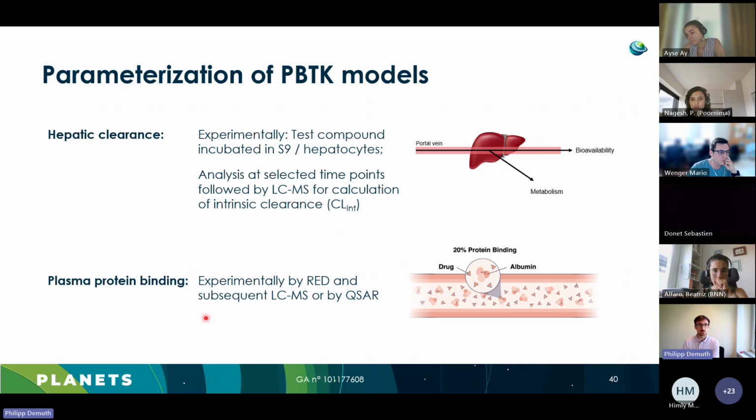Then you have plasma protein binding as an important parameter. And this gives you information about the fraction of the compound that is free in the blood plasma, because depending on the structure and the polarity, a huge amount of the compound can be bound to proteins.